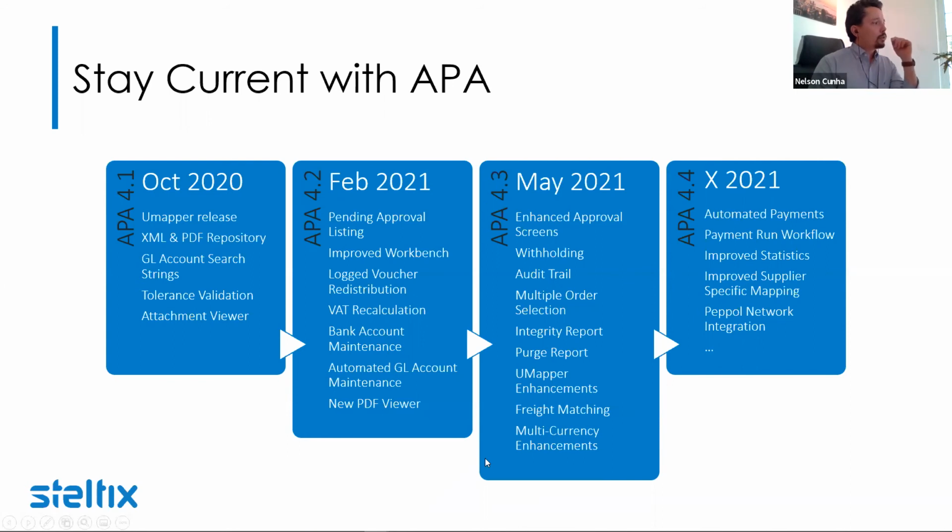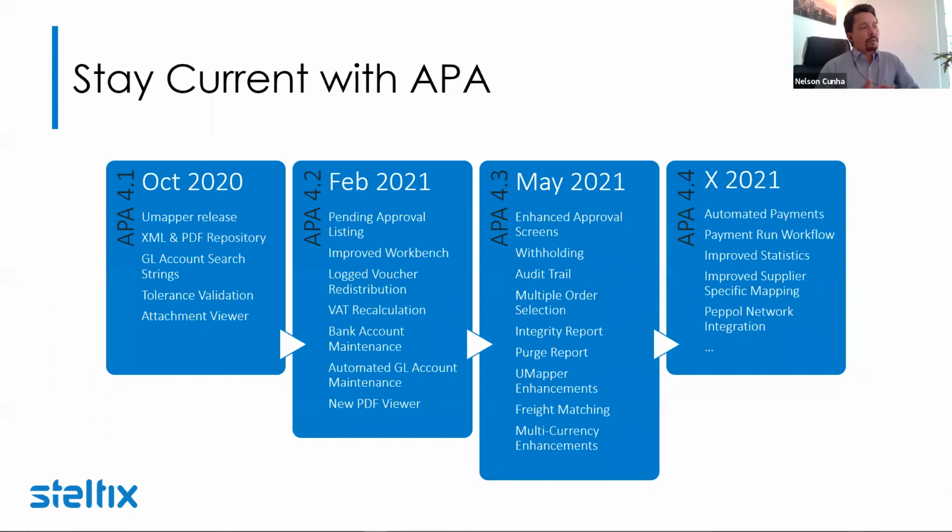So back in October 2020, we stabilized the UMapper release. We offer the XML and PDF repository. We did a lot of enhancements on the bullet points you see here. And since then, we already released an update, which you can see with lots of added functionality.